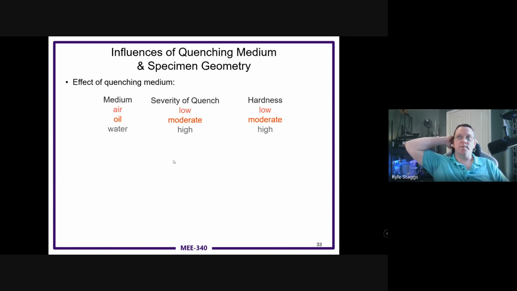So air quench, very low change in hardness, if any at all. Oil, moderate change in hardness. Water has a very high change in hardness. And that's why we're using that in the Jominy end quench as a medium.